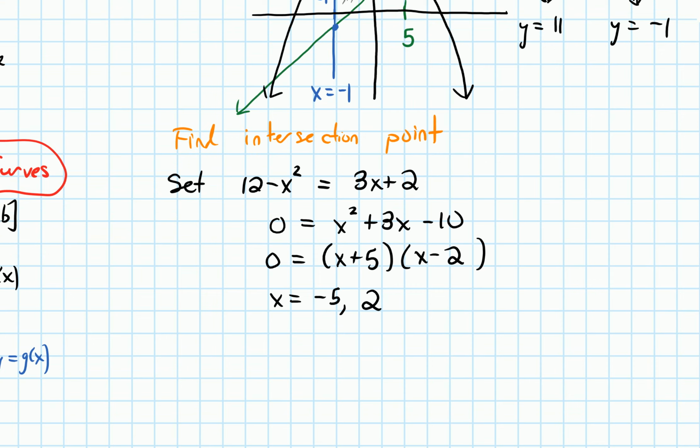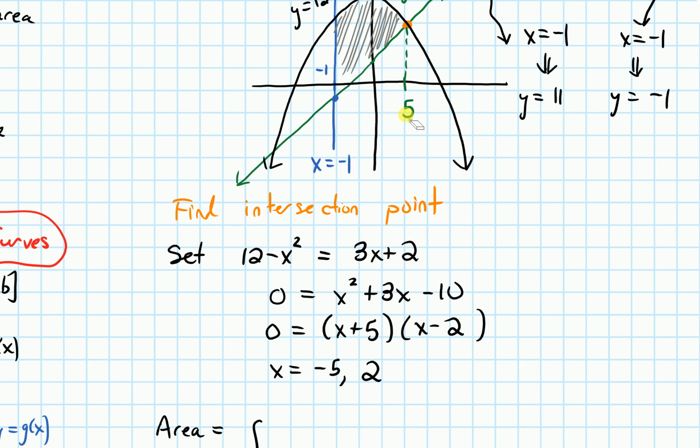Okay, so let's do this. Our area can be represented as an integral. Let's see, the interval goes from -1 to 2. That's the interval, sorry, not -1 to 2. Actually, you know what, that's right. I mislabeled my point in the picture. This wasn't 5. That point was 2, because my x values were -5 and +2. So the x value of the intersection point I care about was 2. Okay, so I just corrected that.